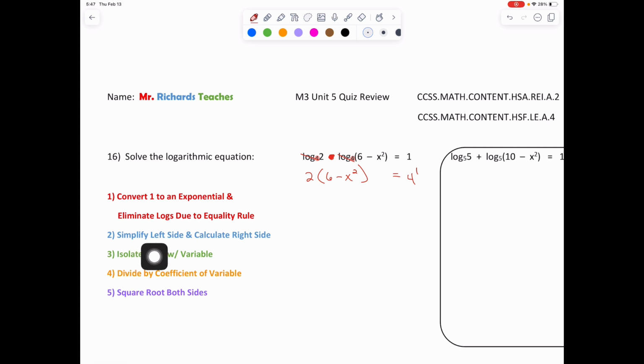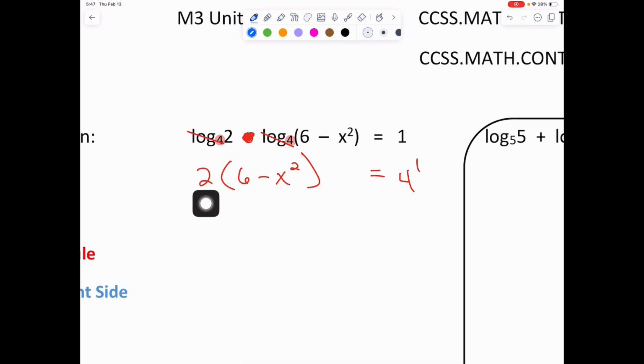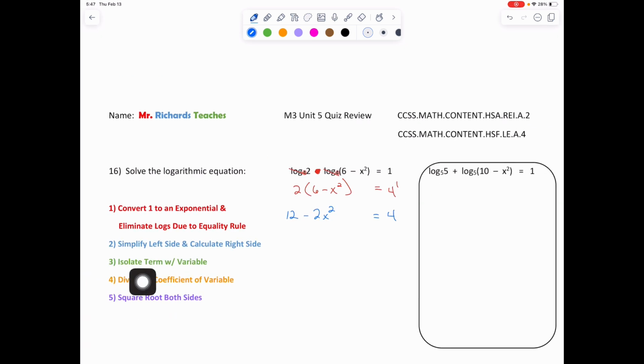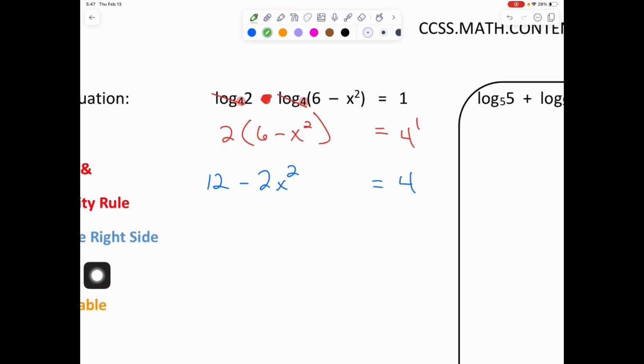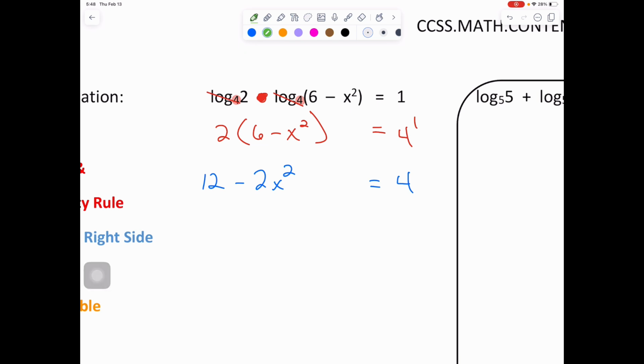Yes, step 2, simplify left side and calculate right side. Zoom on in. 2 times 6 is, yes, 12. 2 times x squared times negative is negative 2x squared, equals 4 to the 1st, which is simply 4. Isolate the term with the variable in green. What's hanging out with negative 2x squared? Yes, it's positive 12. We will subtract 12 from both sides. Bring down your negative 2x squared equals negative 8.